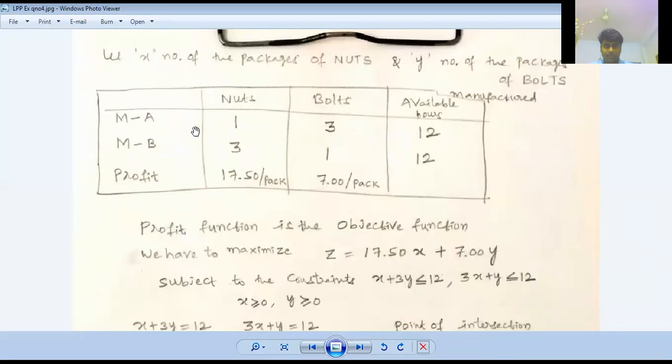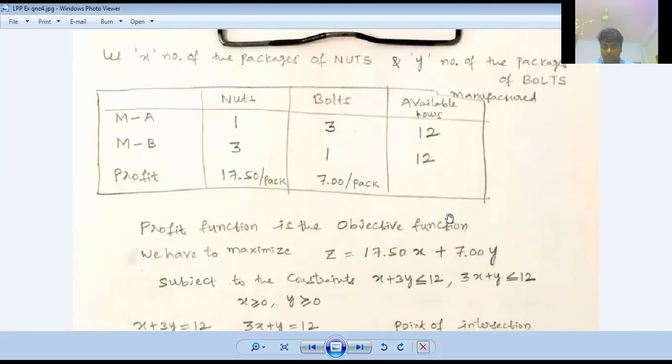And by machine A, for manufacturing nuts, how many hours will it take? 1 hour. Bolts 3. Now machine B, nuts 3, bolts 1. And what is the profit on every package of nuts? 17 rupees 50 paise per pack. And bolts profit 7 rupees per pack. So like that, we have to set up the data properly.